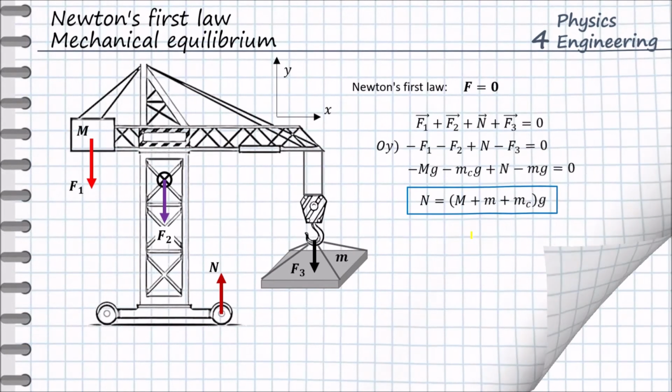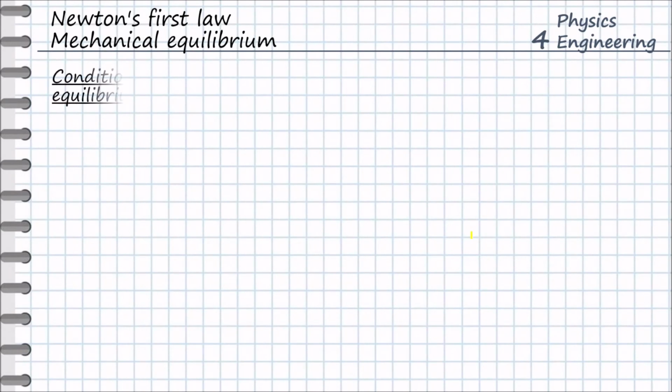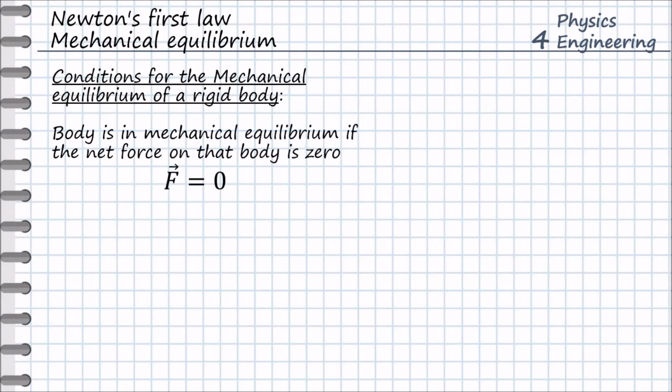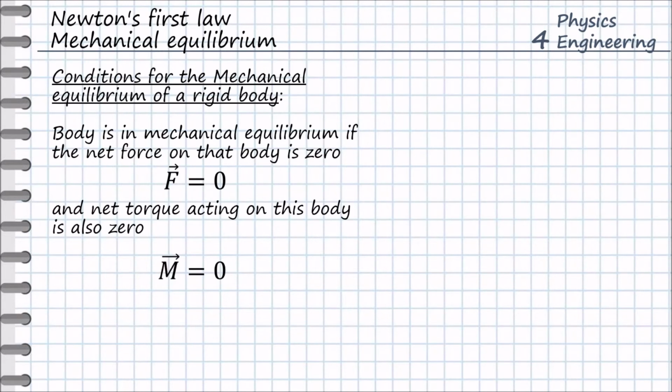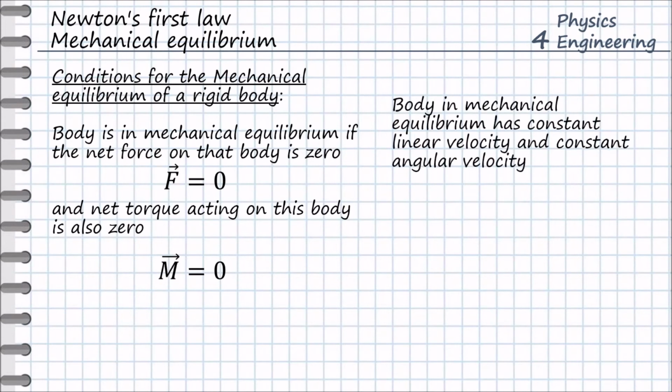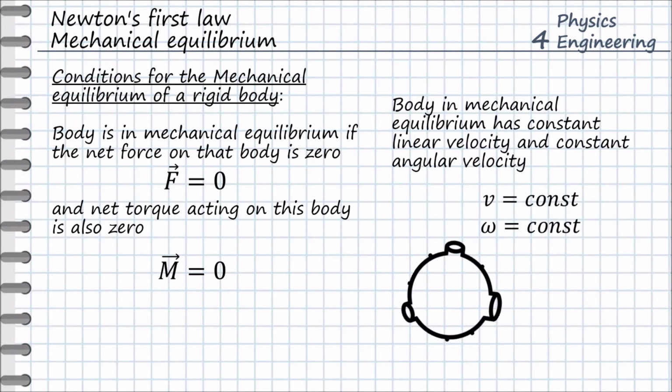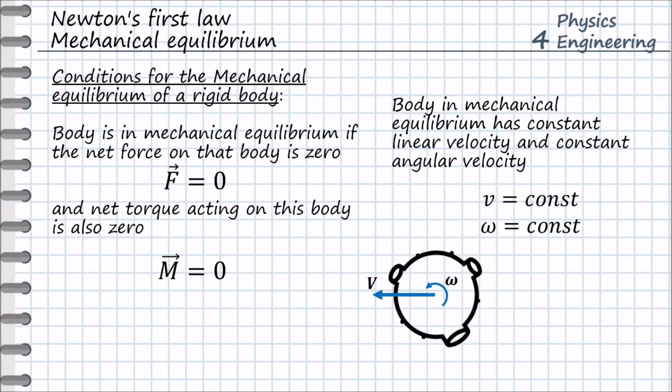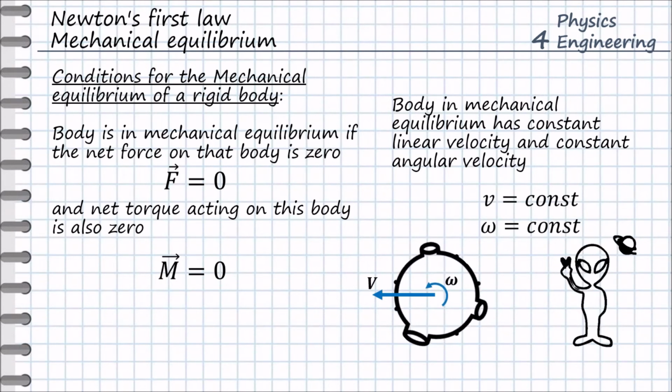In order to solve this problem, we need to consider the following conditions for mechanical equilibrium. The body is in mechanical equilibrium if the net force on that body is zero. This comes from Newton's first law. And the second condition of mechanical equilibrium is that the net torque acting on this body is also zero. The body in mechanical equilibrium has a constant linear velocity and constant angular velocity. These rules are extremely important in solving various problems in physics and mechanical engineering.